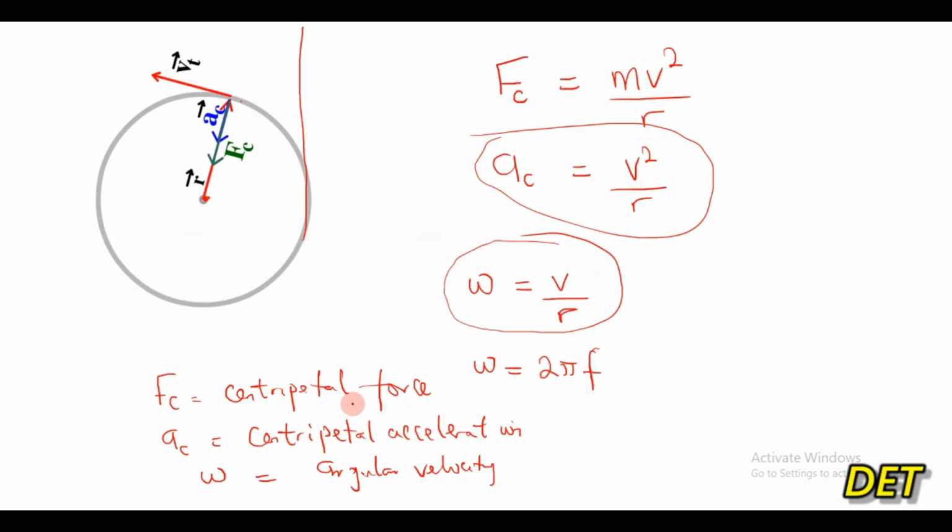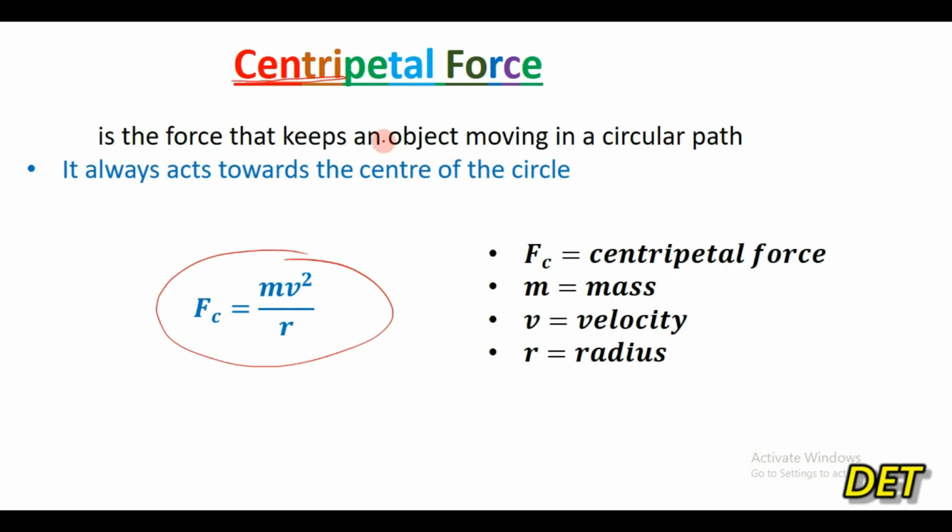So just a quick recap. We've looked at what centripetal force is, and like I said, centripetal force is the force that keeps an object moving in a circular path. There are so many objects that move in a circular path. The wheel of a vehicle or the tire moves in a circular path, right? It is the centripetal force that keeps it moving in that circular path. The planets, they are revolving round the sun, right? It is the centripetal force that keeps them moving round that circular path.